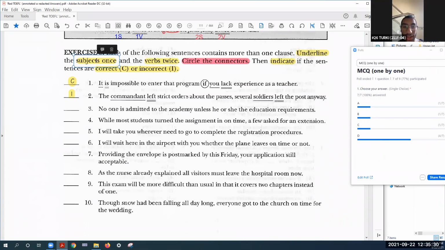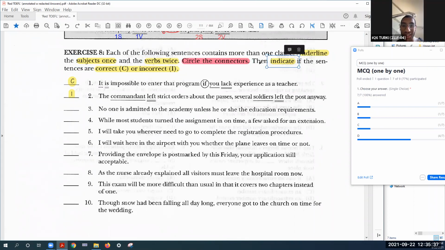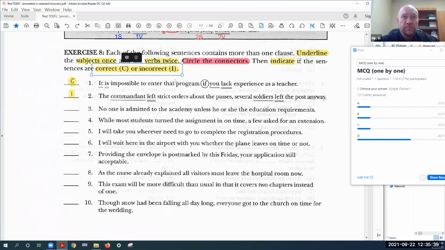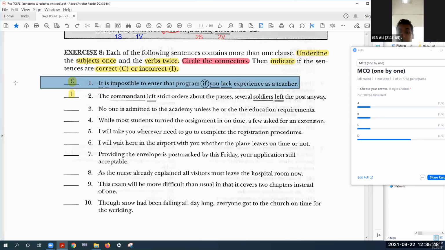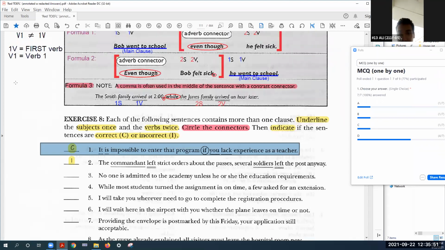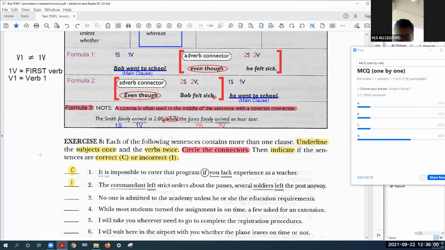All right, Turkey, how do we do exercise 8? How do we do it? Subject once, verb twice, circle the connectors, indicate correct for C or incorrect I. Good. Ali, can you explain number 1? Don't read it. Just tell us the formula first of all. Which formula is it? It's formula 2.